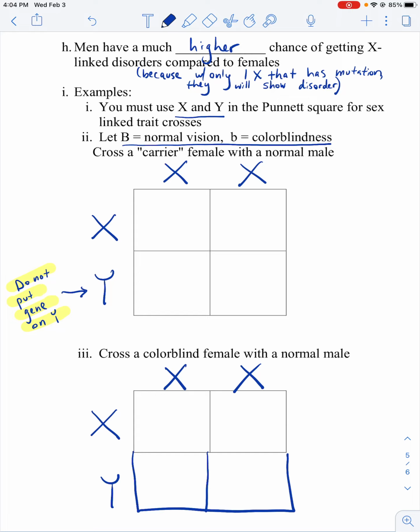So for example, with color blindness, normal vision is dominant, color blindness is recessive. We're going to cross a carrier female with a normal male. So our normal visioned male is going to be X big B, Y, and our carrier female is going to be X big B, X little b, and we are writing these as a superscript, similar to how we noted the alleles for codominance. So same as before, bring over and bring down.